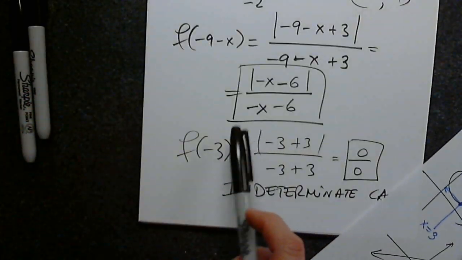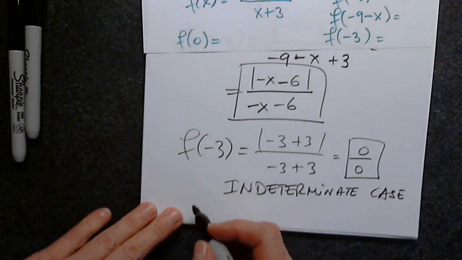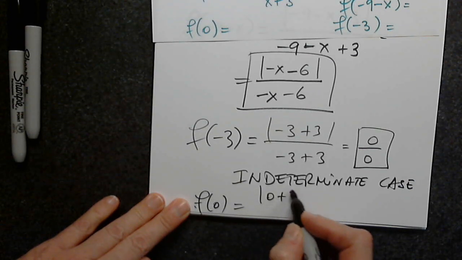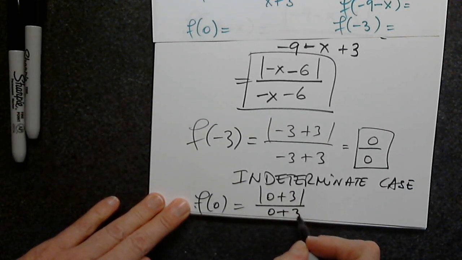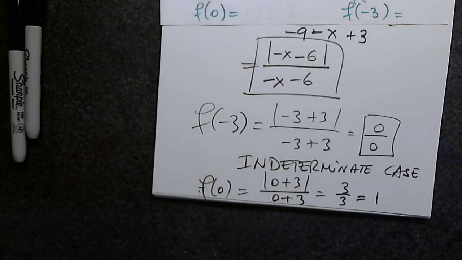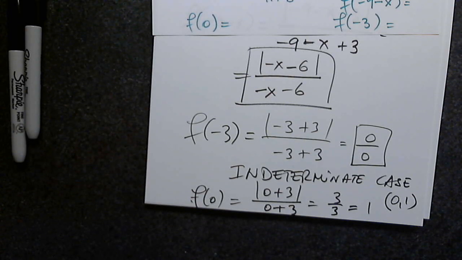Finally, f of 0 is 0 plus 3 over 0 plus 3. So 0 plus 3 in absolute value, the top is 3, the bottom is 3, and now I know that is 1. I can write the ordered pair as 0, comma 1. Any questions?